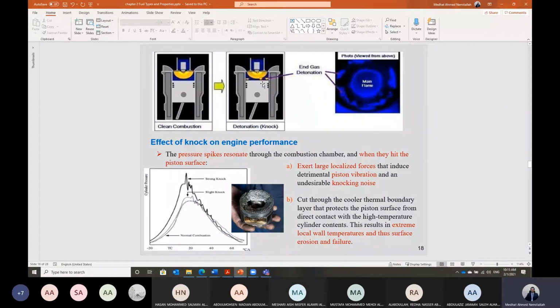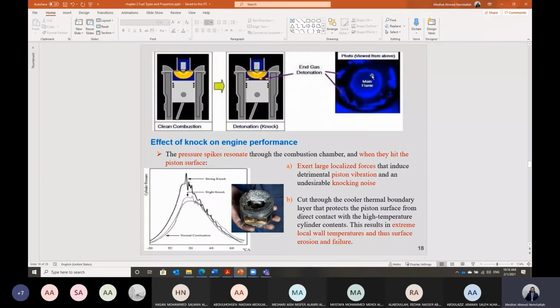So usually engine knock occurs after the spark is initiated by the spark plug, and it causes a high pressure rise inside the cylinder so that the end gas is self-ignited. So we have self-ignition at this point. We have another self-ignition at a second point, a third ignition at a third point, and so on in this case.